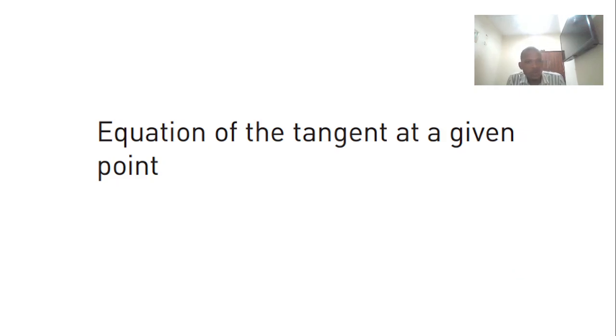Now let's move on to the equation of a tangent at a given point. Now obviously, what is a tangent? If I have a curve, let's say I have a curve like this. Now this is a parabola. What's it called? It's called a quadratic curve. Now a tangent is a straight line that touches the parabola or the curve at only one point.